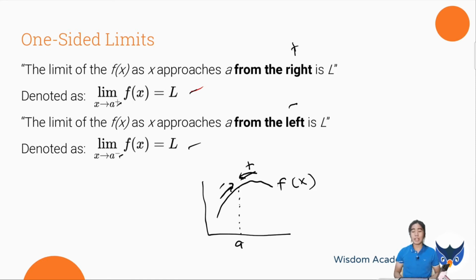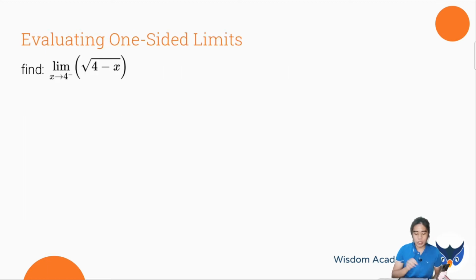For evaluating one-sided limits naman, in most cases, same lang siya with evaluating normal limits. So, same theorems will apply to one-sided limits. Applicable pa rin yung direct substitution with some exceptions lang, which we will discuss later. Okay? Let us discuss this through an example. So, we are tasked to find the limit of this function as x approaches 4 from the left. Since the sign is negative, it will be from the left.